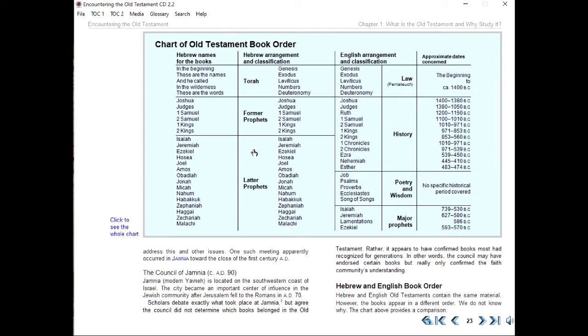Here's the English arrangement and classification. Genesis, Exodus, Leviticus, Numbers, Deuteronomy. It is under the law of the Pentateuch. History: Joshua, Judges, Ruth, 1 Samuel, 2 Samuel, 1 Kings, 2 Kings, 1 Chronicles, 2 Chronicles, Ezra, Nehemiah, Esther. And under the poetry and wisdom, we have Job, the Book of Psalms, Proverbs, Ecclesiastes, Song of Songs. And the major prophets are Isaiah, Jeremiah, Lamentations, and Ezekiel.